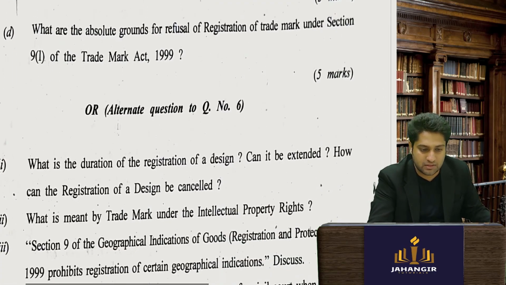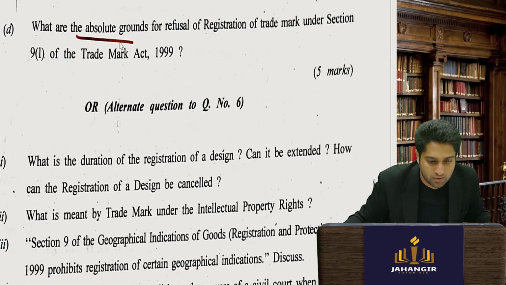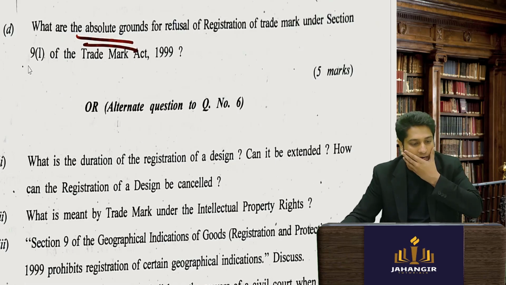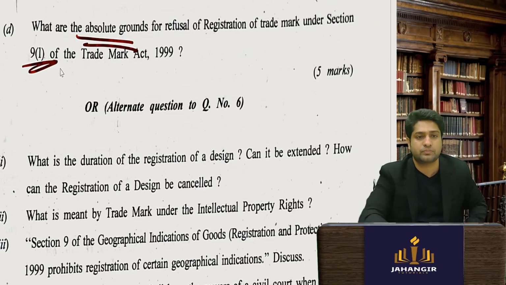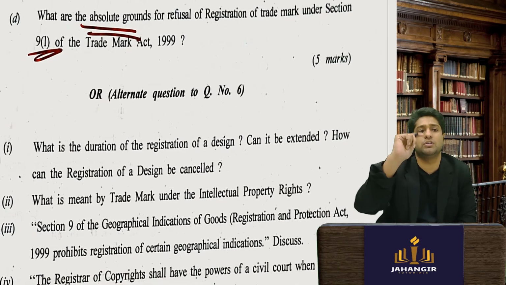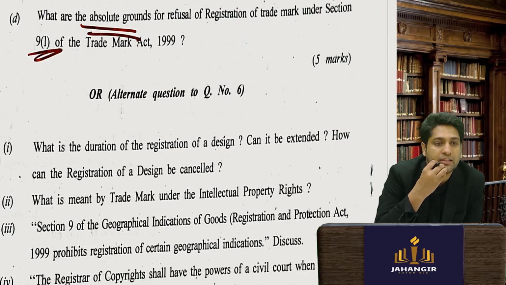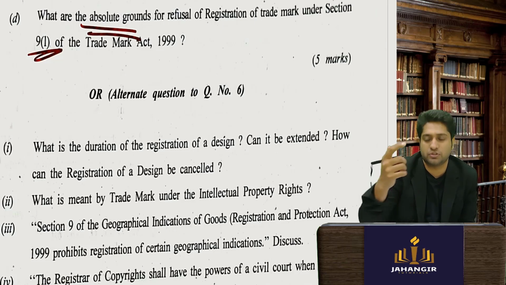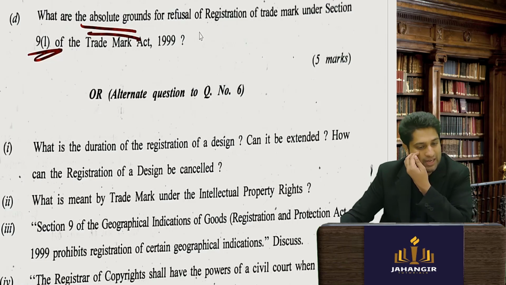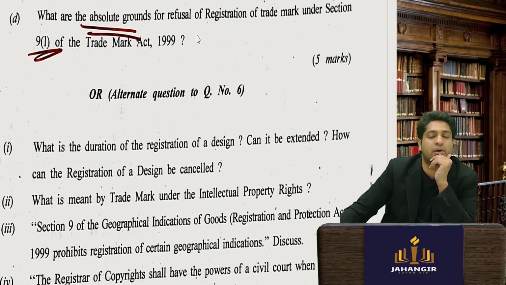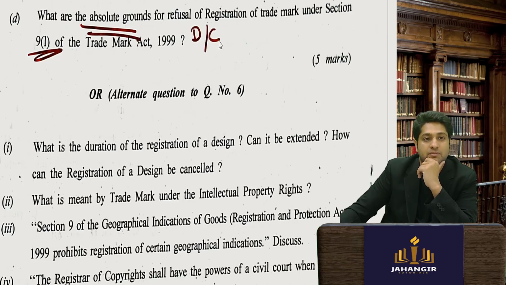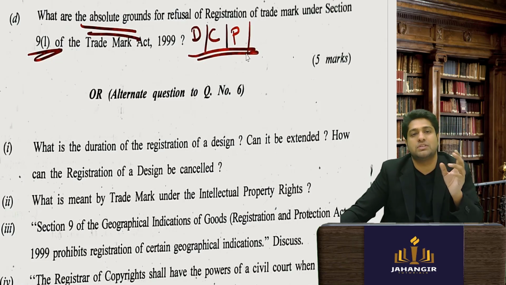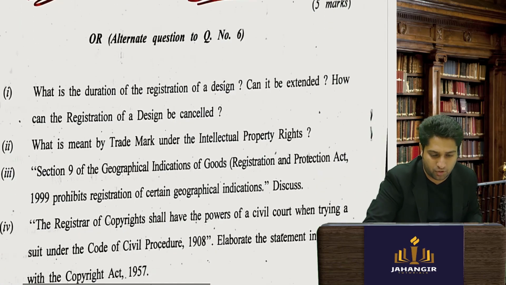What are the absolute grounds for refusal of trademarks under section 9? So yeah, which we had said above was also section 9. What are the absolute grounds for refusal? We had seen above also, it was in section 9, that absolute grounds are: it lacks distinctiveness, it has become customary, it is against public policy, it was already published before. So all those grounds. A direct question has been asked, and a very important question also.